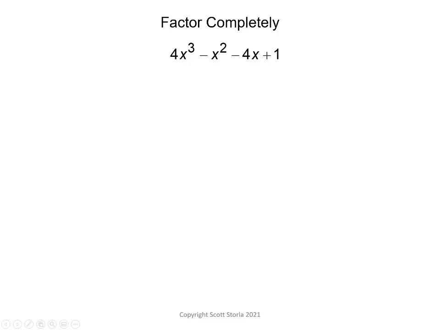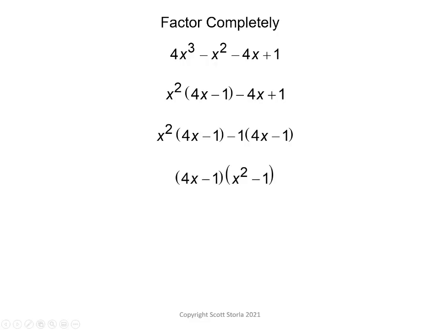How about this one? The first 2 terms share a common factor of x squared. The second 2 share a common factor of negative 1. I now factor out the binomial x minus 1. I'm left with a composite factor of x squared minus 1, which is the difference of 2 squares and can be factored to x minus 1 and x plus 1.